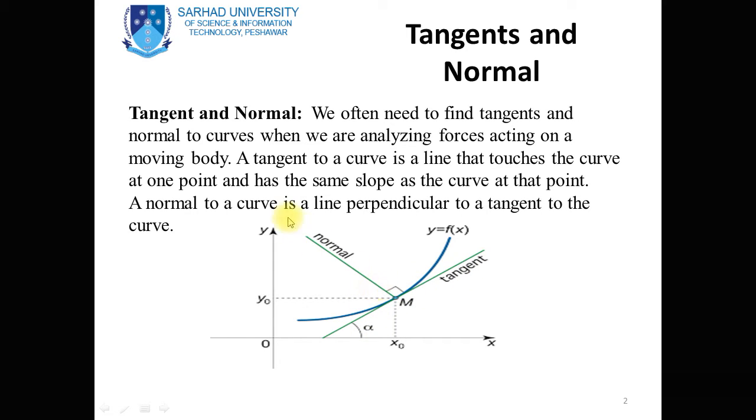Now, dear students, this is another line, and this line is perpendicular to the tangent line at this 90-degree angle. So this is the normal line. A normal line is a line which is perpendicular to the tangent line. Now we need the equation of this tangent line and the equation of this normal line. For the equation of the tangent line and normal line, we need the slope of these lines at this given point M. So for the slope, we use the derivative.